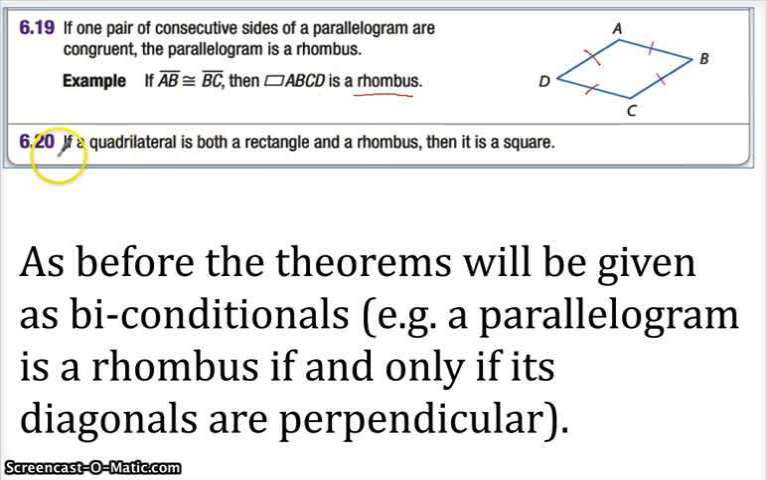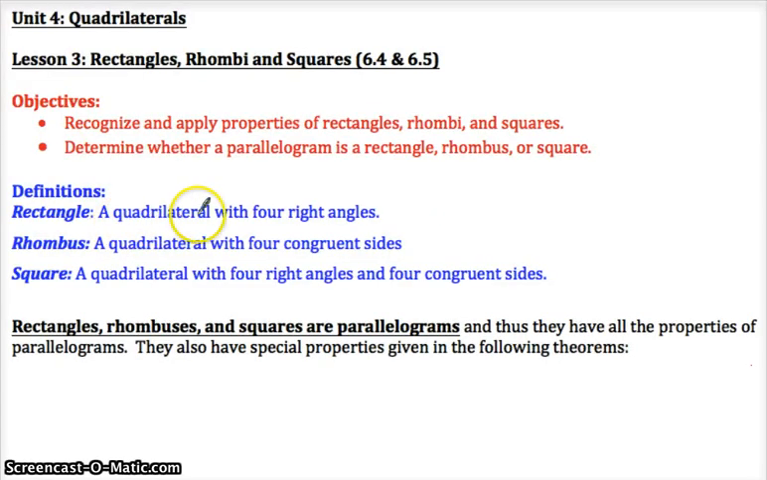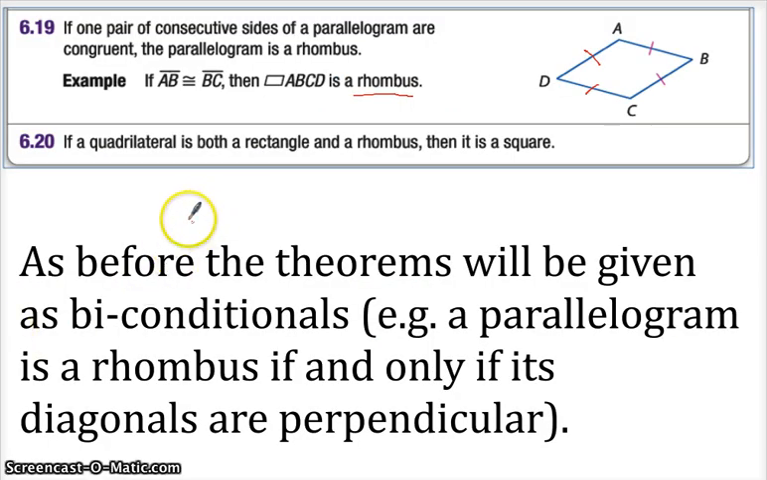No, just kidding. All right, so if a quadrilateral is both a rectangle and a rhombus, then it's a square. Well, if you look back at the definitions of those 2 things, if it's a rectangle, it has 4 right angles. If it's a rhombus, it has 4 congruent sides. Well, then guess what? You've met all of that. So you have to be a square.